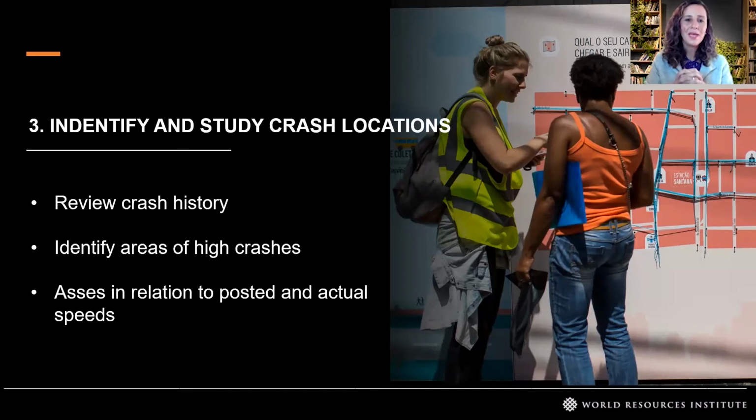Third, identify and study crash locations. Review crash history, identify areas of high crashes, assess in relation to posted and actual speeds. This is a tricky one because not all our cities have really good crash location data. By the way, we need to work on that.